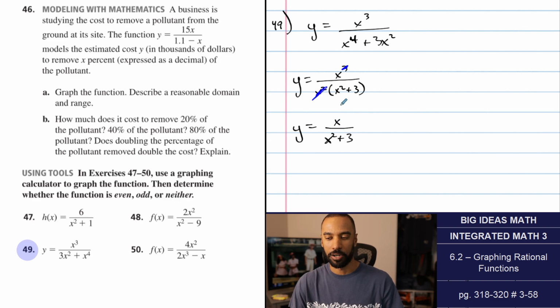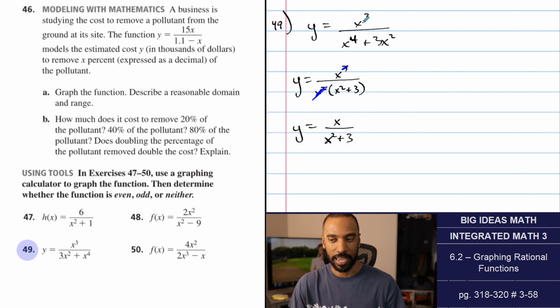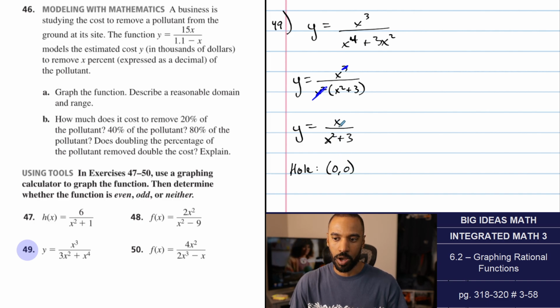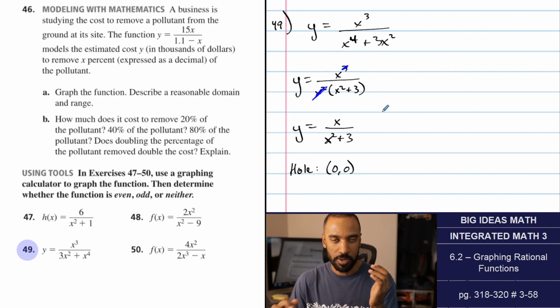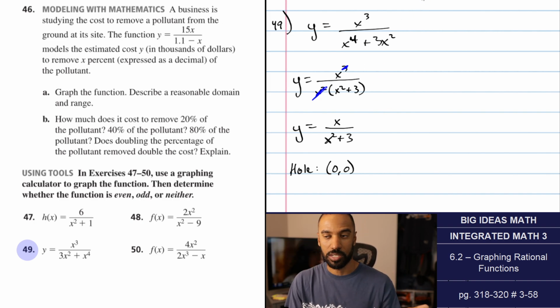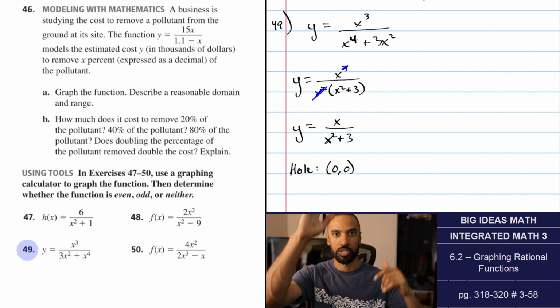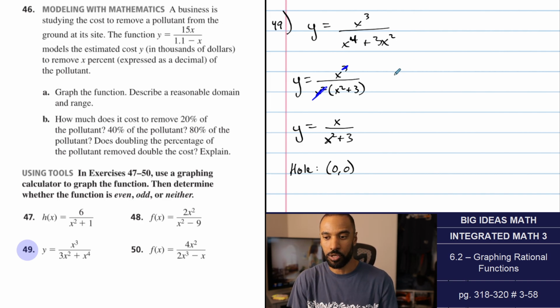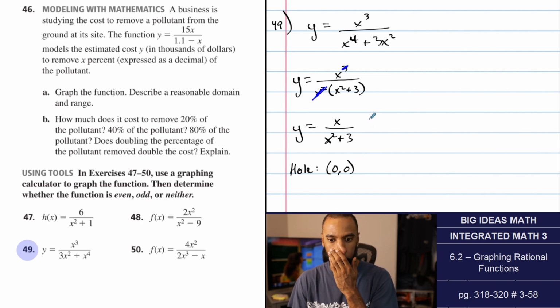A hole appears when you divide 0 by 0. And if I plug in 0 for x, I would have gotten 0 over 0 here. So I have a hole at 0, and then the y value will be 0 as well when I substitute 0 into here. A hole just means a place that it also doesn't exist, like asymptotes, but it doesn't approach positive or negative infinity. It approaches a value. It's going to approach 0 very closely on this thing.